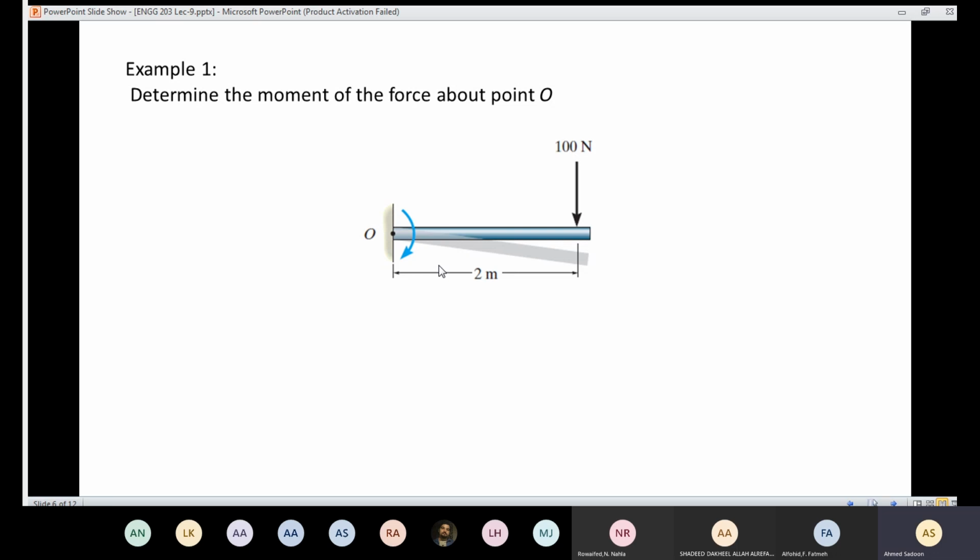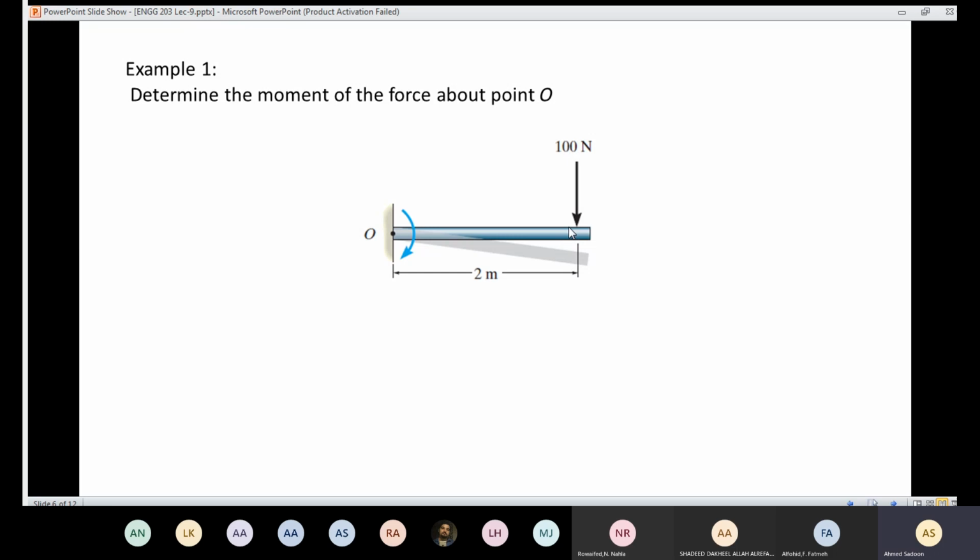So now we need to calculate the moment about that point. We said that the magnitude of the moment is the force times the perpendicular distance. To know the perpendicular distance, I need to draw the line of action. So the line of action is here. And then draw a perpendicular line from the point O. So I'm going to draw a perpendicular line here.